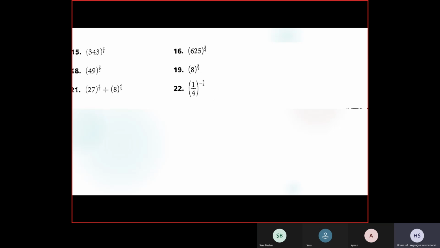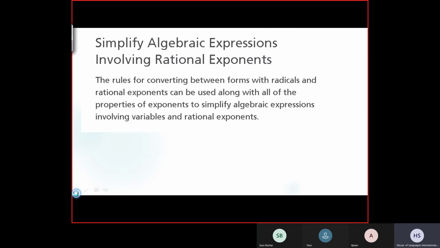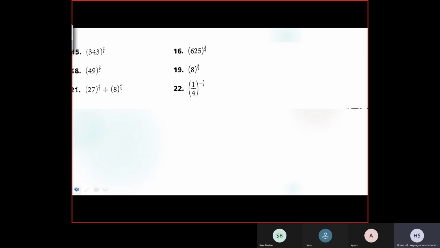Number 15, 343 raised to the power 2 over 3. I'll remind you now what did we do on Thursday.